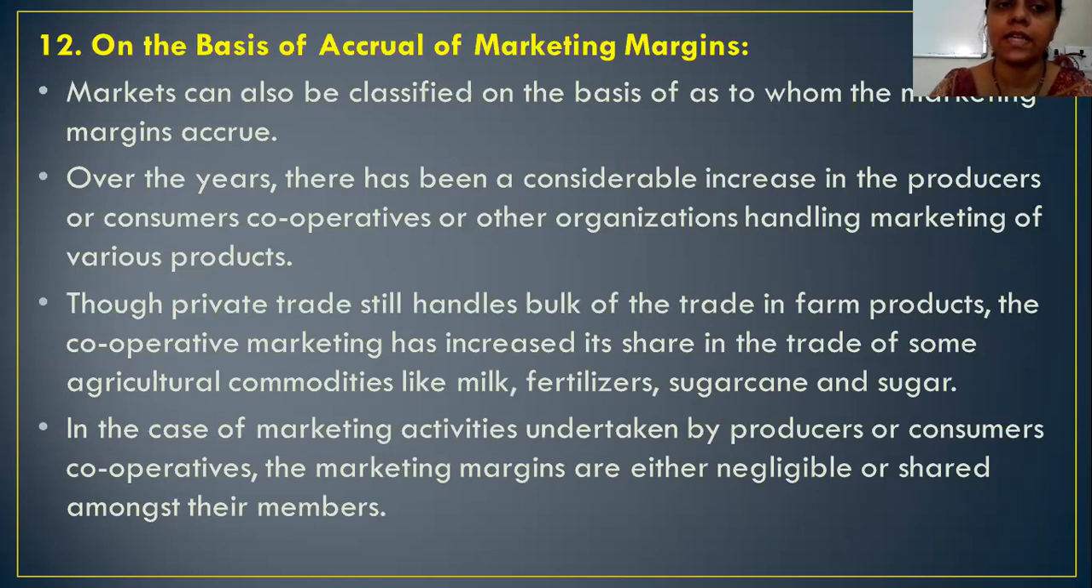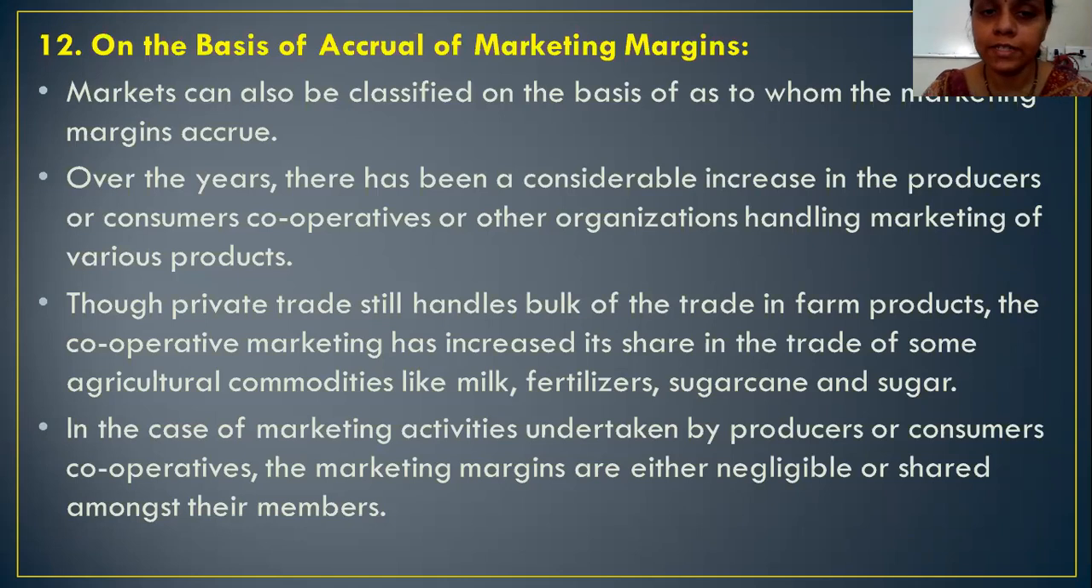So markets can also be classified on the basis of whom the market margins accrue to. Now see students, what is market margin? Margin means the profit, and according to that profit, there will be different types of agencies involved. So over the years, there has been a considerable increase in different types of organizations involved in the marketing process. It may involve producers organizations, consumers cooperatives, or other organizations handling marketing of various products.